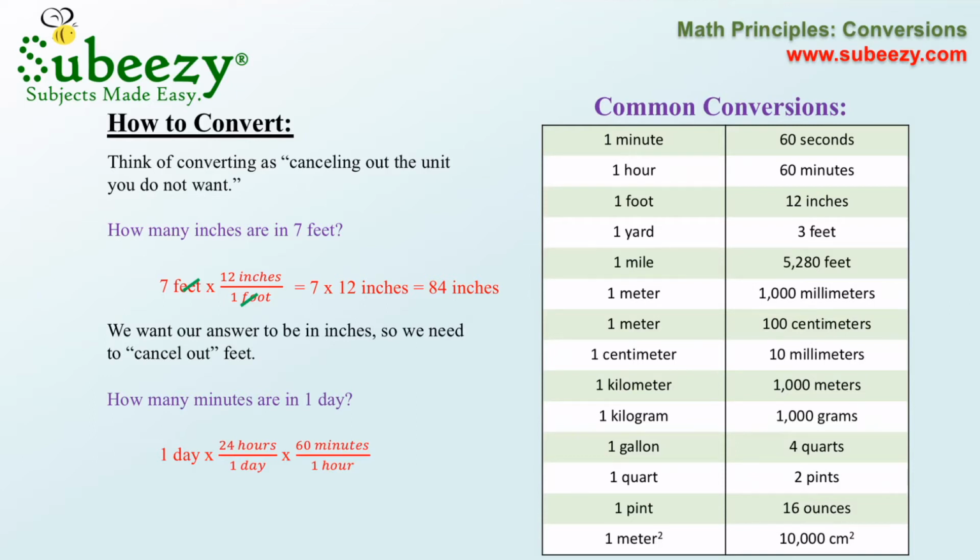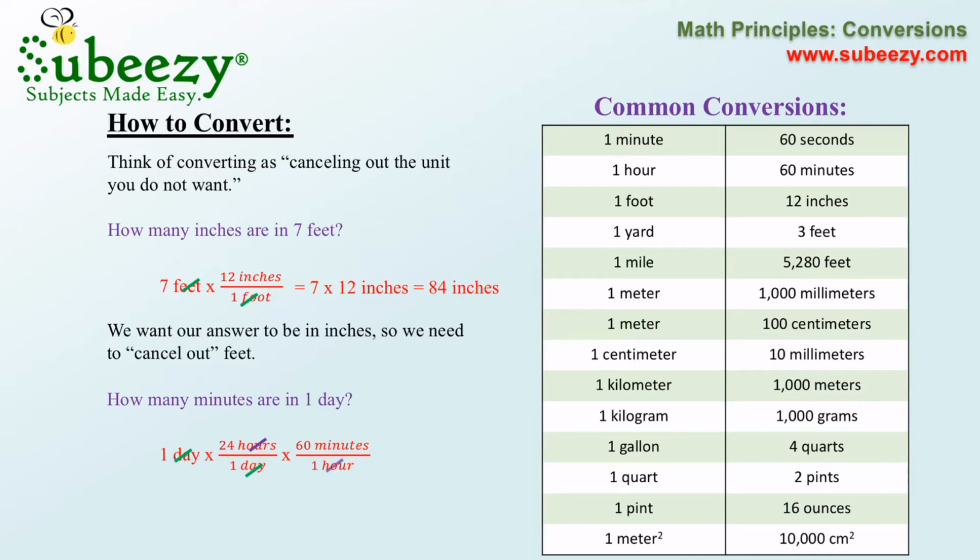So if we multiply 1 day by the ratio 24 hours to 1 day, we see that we have the unit day on opposite sides of the fraction. We have day in the numerator and day in the denominator, so we can cancel out day. But the question didn't ask for the total number of hours, it asked for the total number of minutes. So now we are going to multiply hours by the ratio 60 minutes per 1 hour. And now we have hours in the numerator and hours in the denominator, and we can cancel those out.